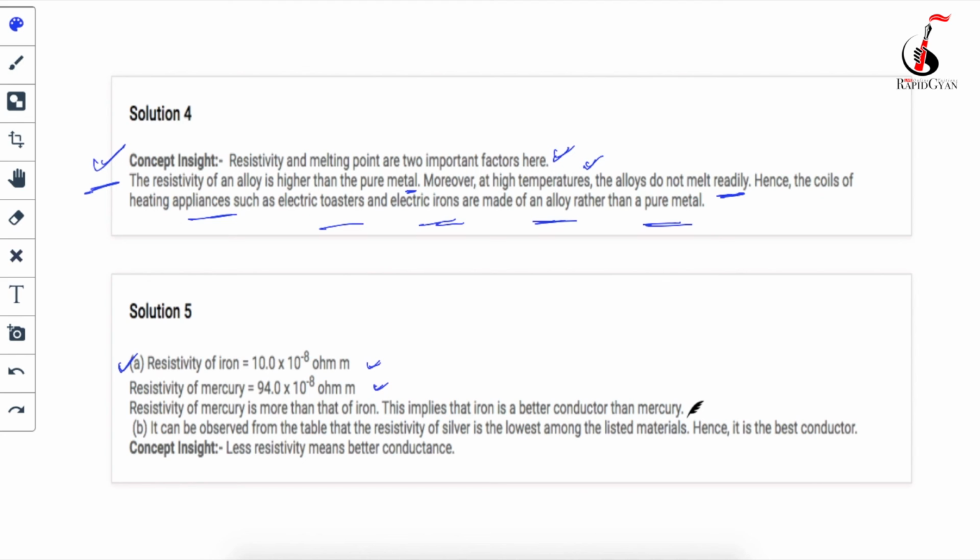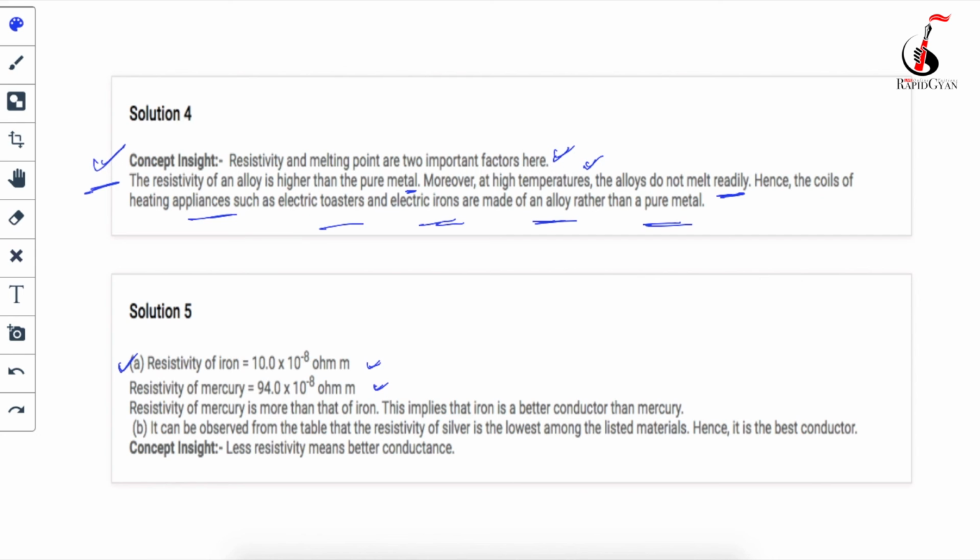Correct. So the one which will have less resistivity will be the better conductor. The one which will have higher resistivity will be the worse conductor. The more is the resistivity, the lesser the quality of the conductor. So simple thing, the resistivity of the mercury is more than the iron. It means that the better conductor is iron.